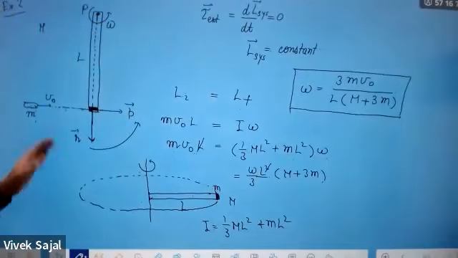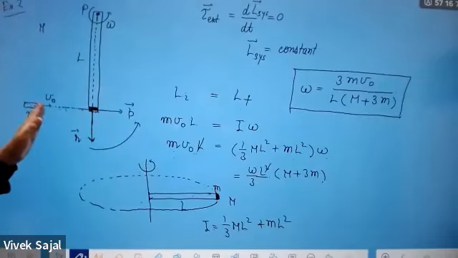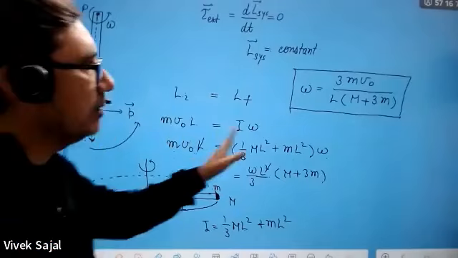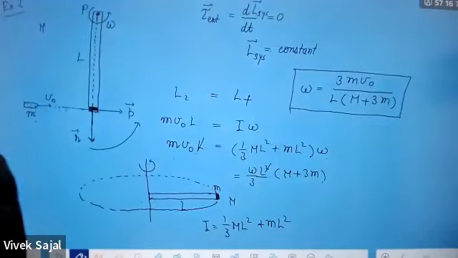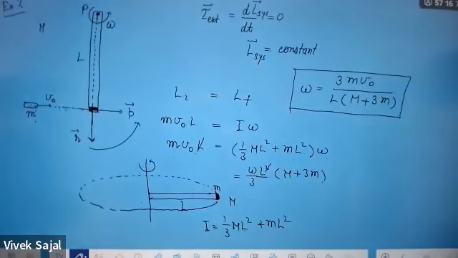They will rotate. So just after the collision, just after this bullet sticks with it, this will be the angular velocity, omega. So this is another question that is quite good. Is it okay? Yes, sir. Next.